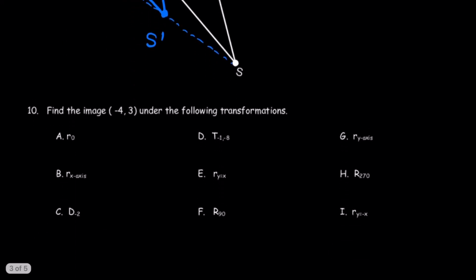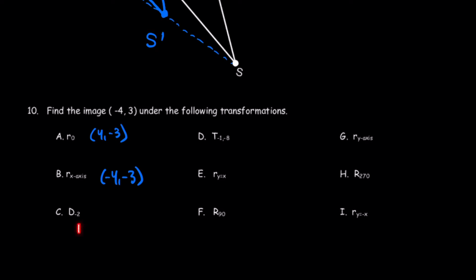Question 10, we're going to apply our rules. It says find the image of (-4, 3) under the following transformations. So reflection through the origin, you negate both. So I need to negate both of these. That becomes (4, -3). B, reflection in the x-axis is negate the y. So I just have to negate that one. That becomes (-4, -3).